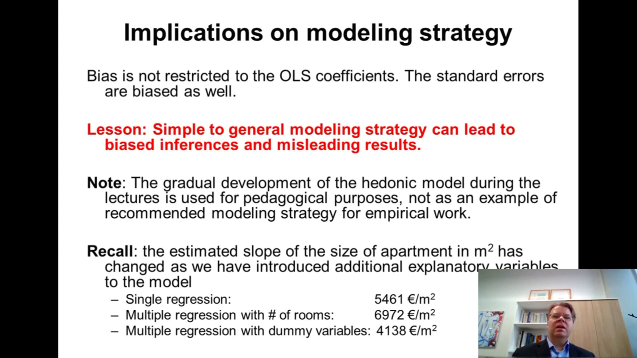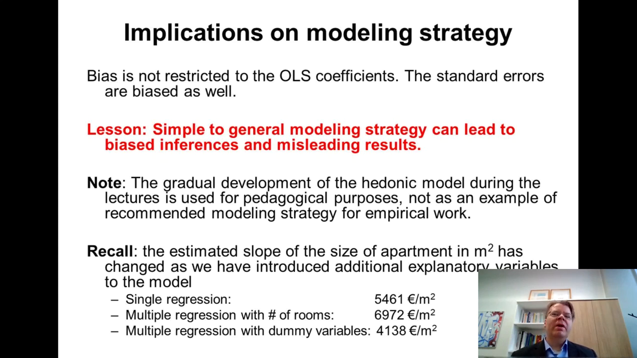And finally, it also indicates the impact on, for example, the marginal effect of square meters that I illustrated here, how large differences we have obtained for this marginal effect depending on what other variables we included in the model. So we started with 5,461 euros per square meter in the single regression model. When we expanded to multiple regression, and particularly when the number of rooms was also included, the marginal effect increased to almost 7,000 euros per square meter.